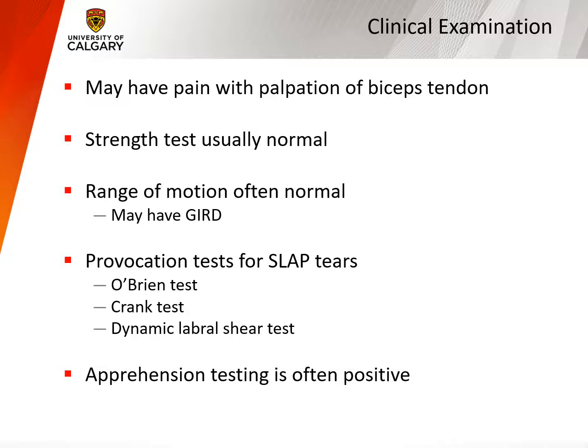The crank test is where the upper arm is internally and externally rotated while the arm is maximally elevated in the scapular plane with an axial load to the glenohumeral joint. The dynamic labral shear test is where the elbow is flexed to 90 degrees and the arm is abducted to 120 degrees while maximally externally rotating the arm. The test is positive if there is pain from 120 degrees down to 90 degrees of abduction as the arm is lowered. It is important to note that none of the provocation tests have reliable sensitivity or specificity. Apprehension testing is often positive.